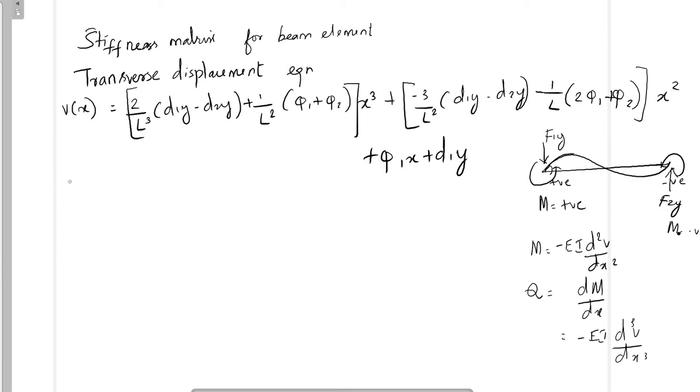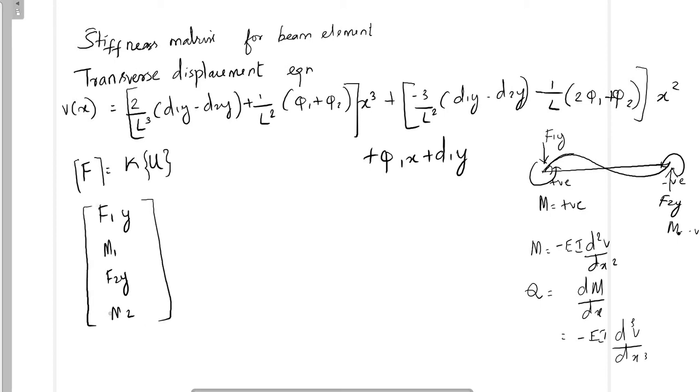Normally, you know the stiffness matrix is derived from force displacement relation, that is force is equal to K into U. In a beam member, the force at node 1 is F1y, and the moment, and the force at node 2 and the moment value is the corresponding influencing parameter in a beam element, which is equal to some matrix, that is K matrix, into the displacement or rotation vectors.